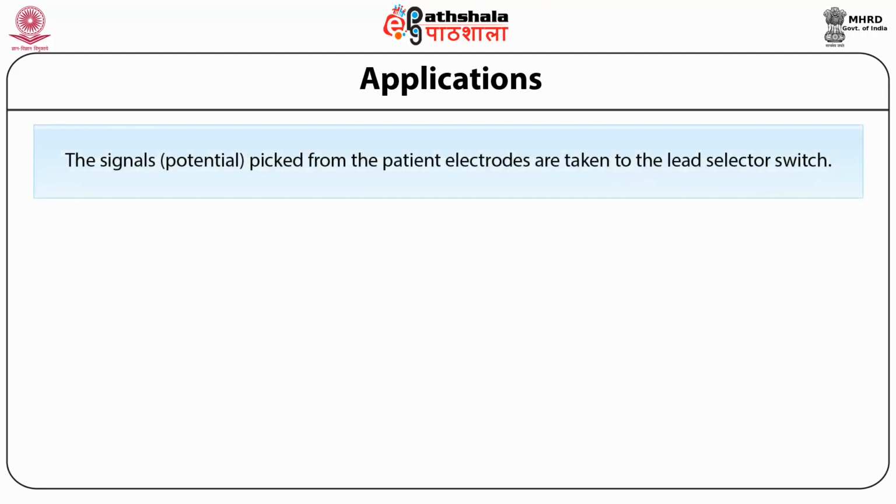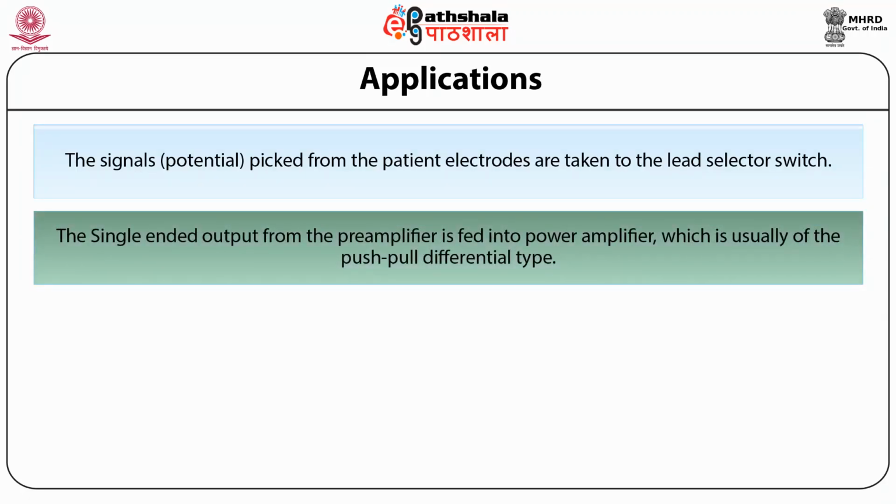The signals, that is potentials picked from the patient electrodes, are taken to the lead selector switch. A lead program in the selector switch selects two electrodes at a time. Via capacitive coupling, the signal is connected symmetrically to the long tail pair differential preamplifier. The single-ended output from the preamplifier is fed into the power amplifier, which is usually of the push-pull differential type.